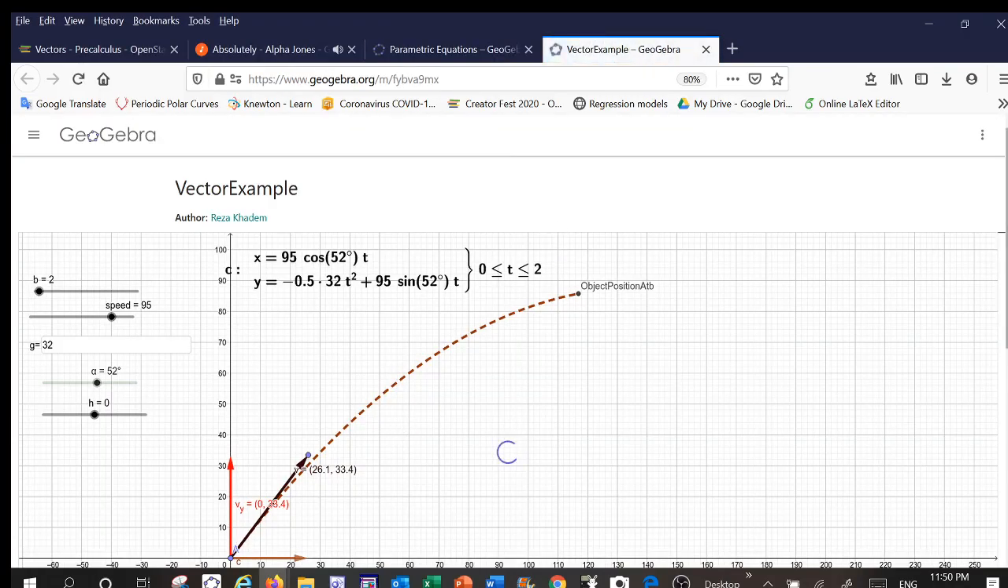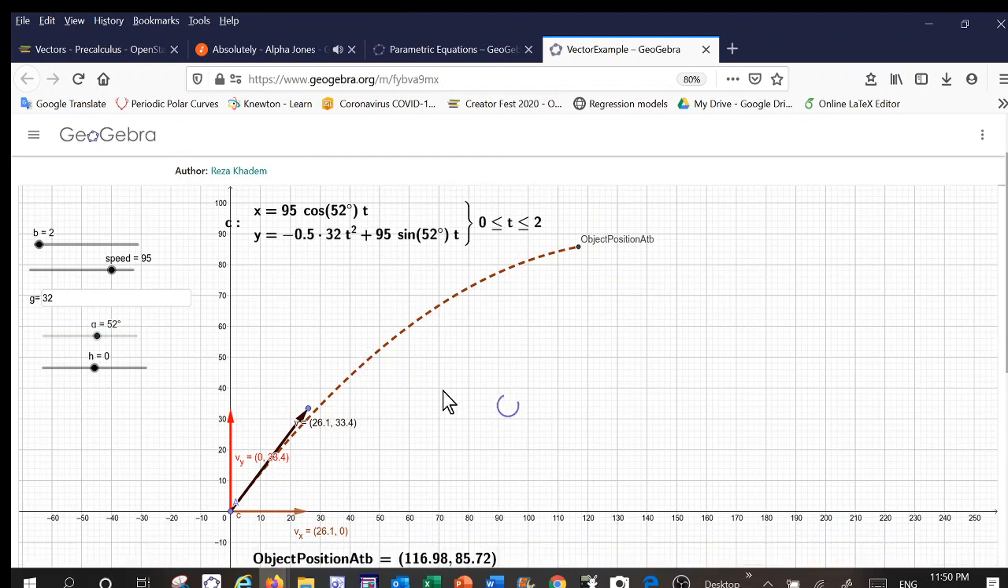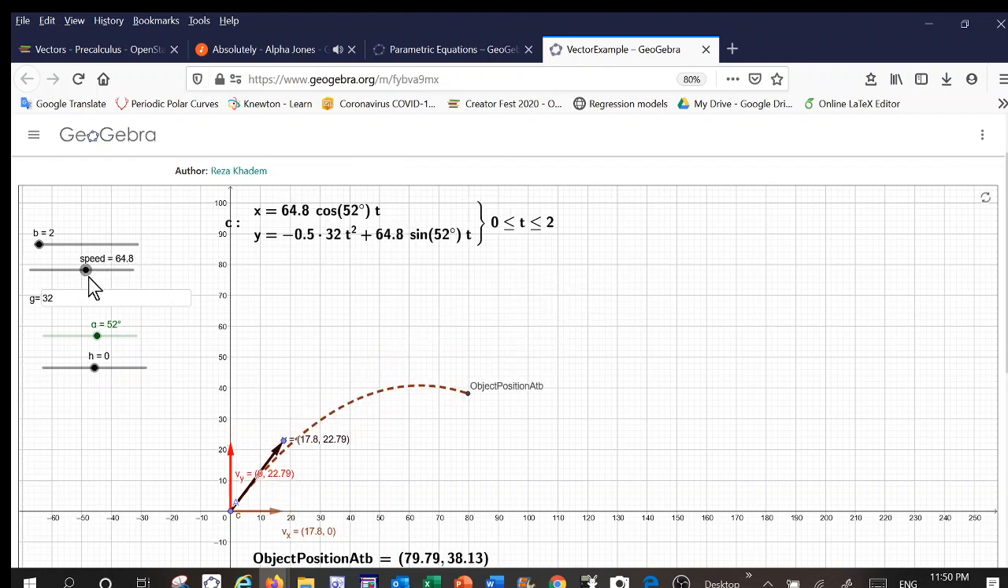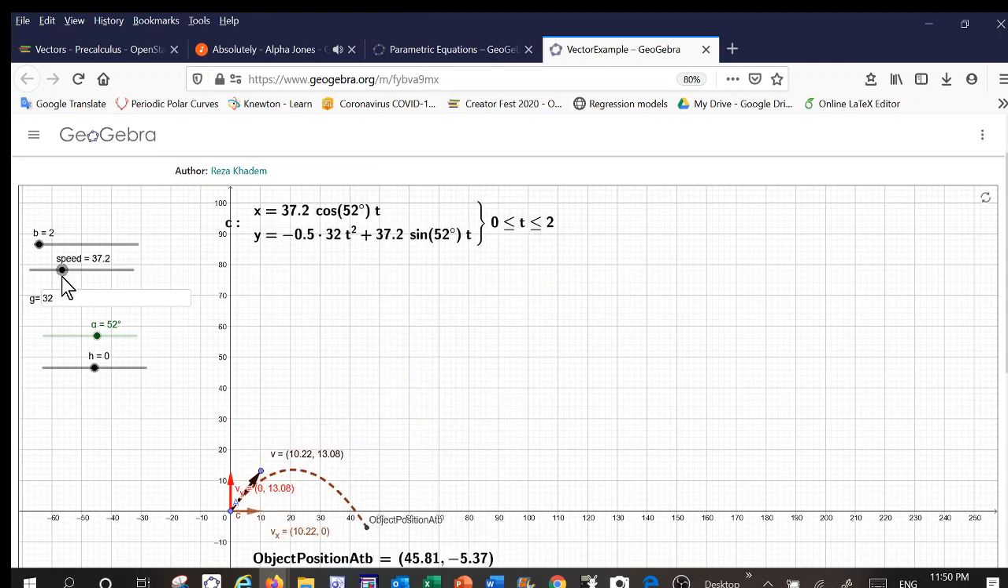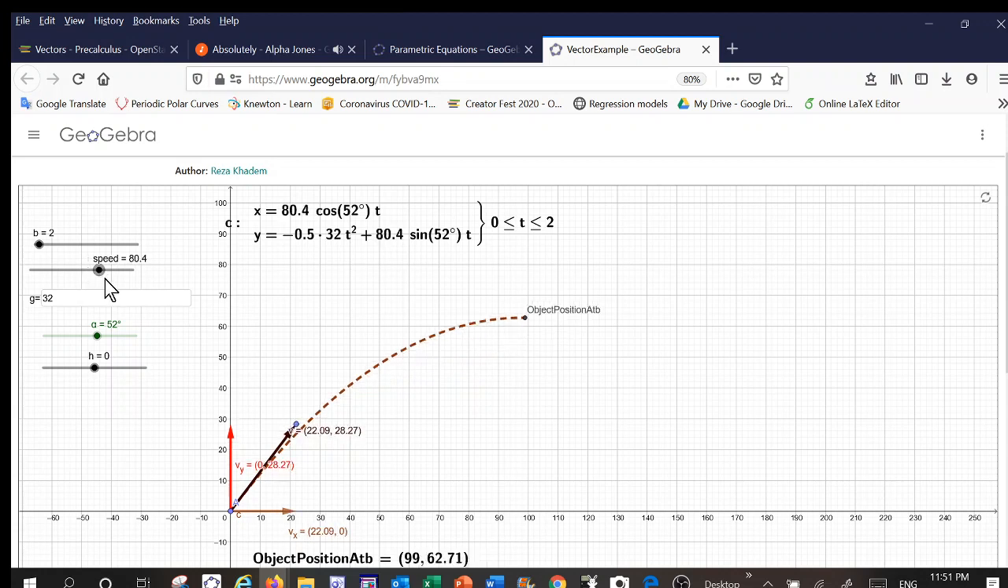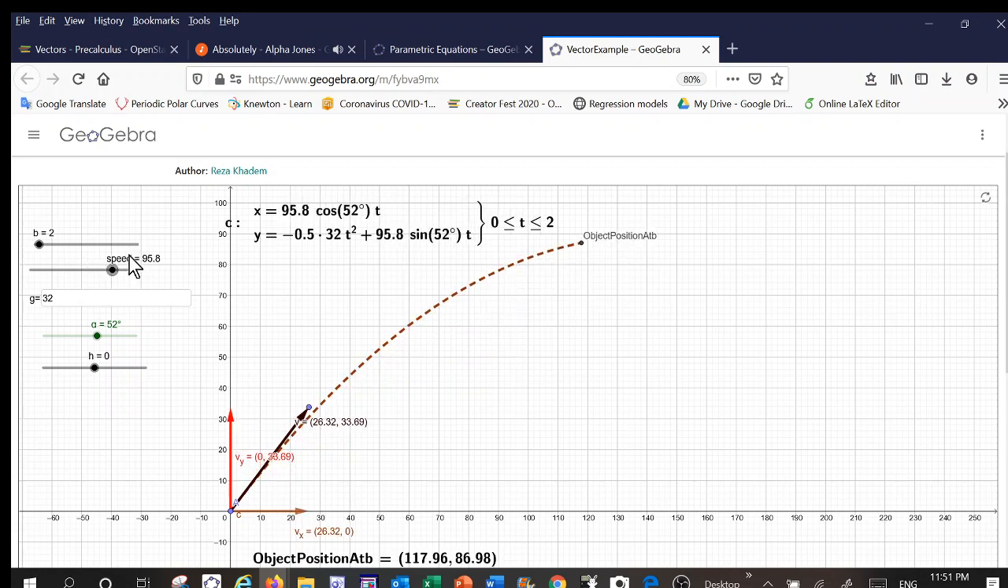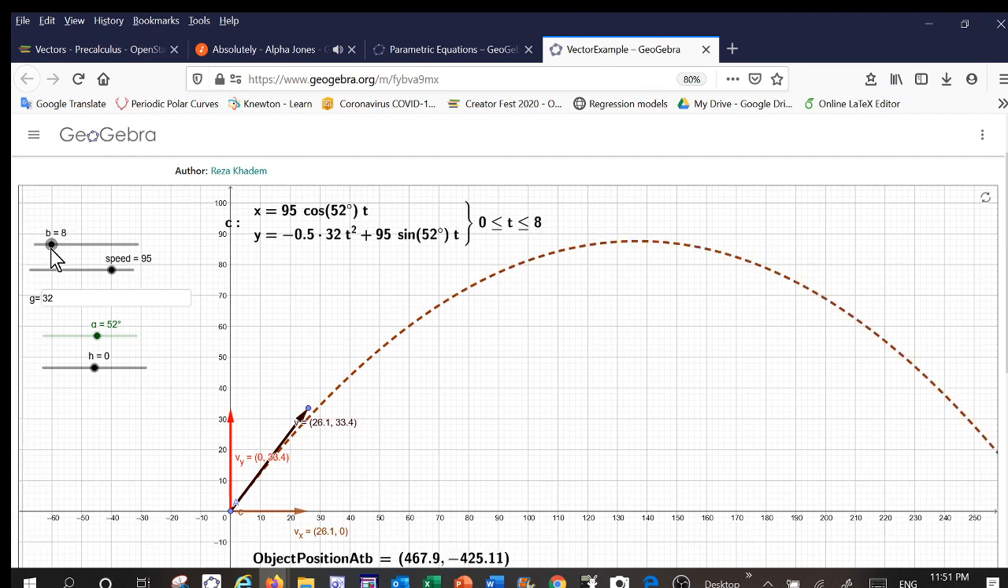So you see, these are the equations, and so this is the object. At different times, see where the object is going to be at that time, with that velocity. So this is the speed. I'm changing the speed actually. I didn't want to do that. So let me put it back to 95, that's the speed. I meant to move this. So you see, at different times, you see where the object is.